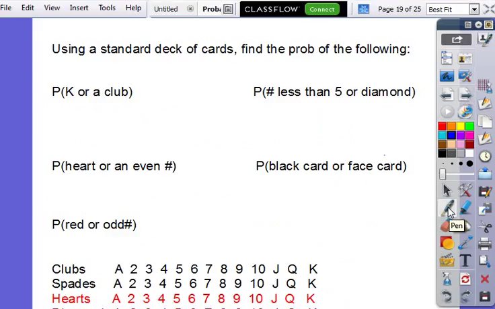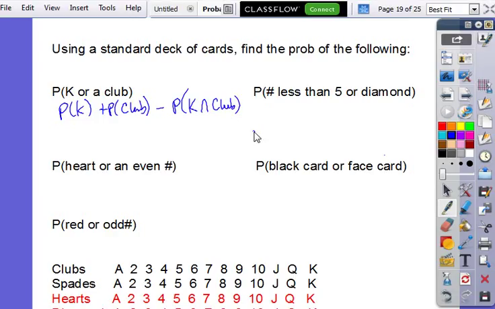If I'm using the chart down here, king or a club, is that mutually exclusive or overlapping? King or a club? No, it's overlapping. That's overlapping because I can do a king, a club, or a king and a club at the same time. So first thing I'm going to find is the king by itself. So this is what it's going to look like. Probability of king plus the probability of a club minus the probability of king and club.